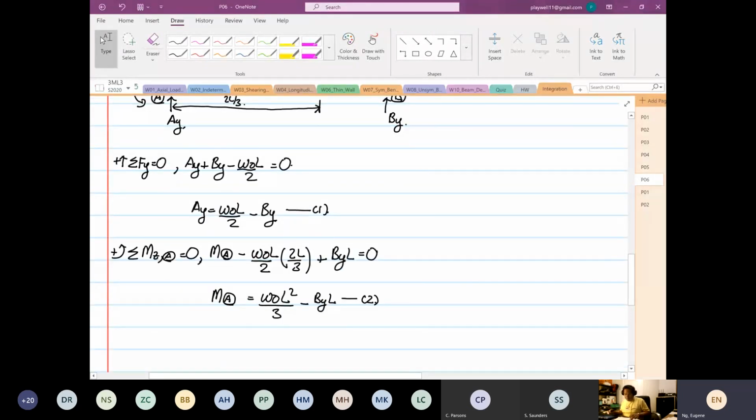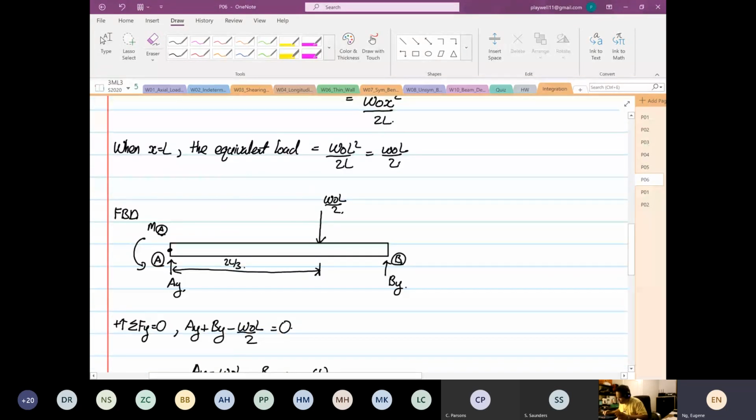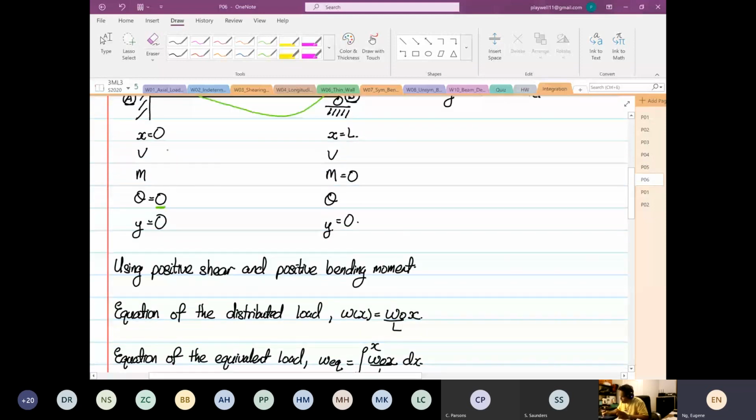Now from here we can start doing our bending moment equation. Why did I go into the bending moment equation? Because there's no point looking at the shear force, because we cannot solve anything. Why can we not solve anything? Because we don't know our boundary conditions for V. When x equals 0, what is V? When x equals L, what is the V value? We don't know.